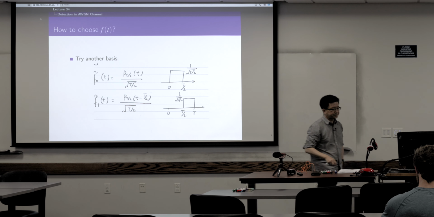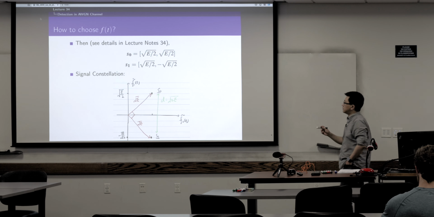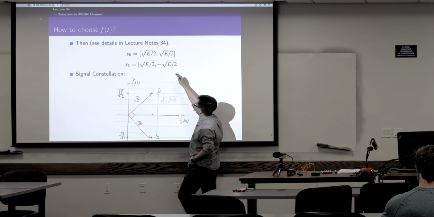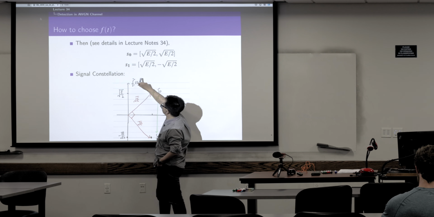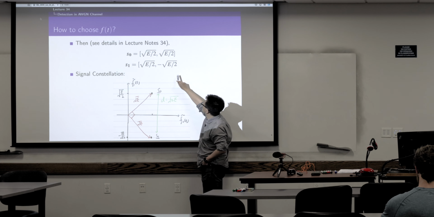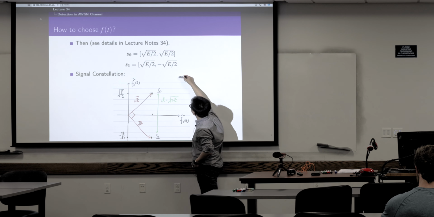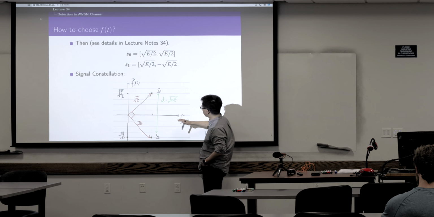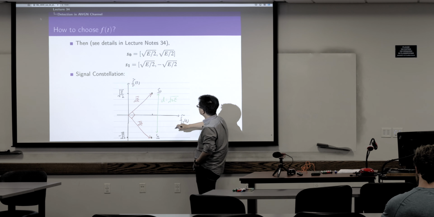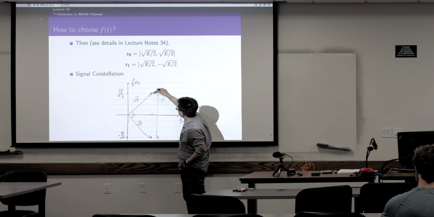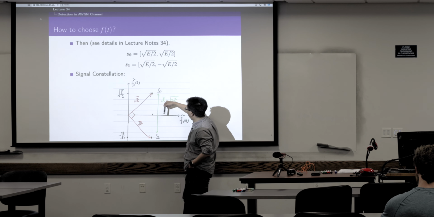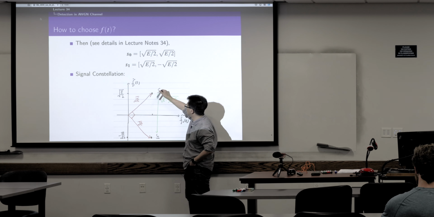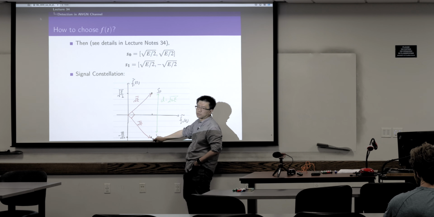So given this, if we do the same projection there, we can see the coordinates of S0 is given by this, and the coordinates of S1 is given by this. I missed a bracket here. Okay, and if we draw that on the constellation on the new basis, we're going to see that for the first one, it has this amount on F0 tilde, and this amount on F1 tilde. And so this point represents S0, and similarly, this point represents S1.